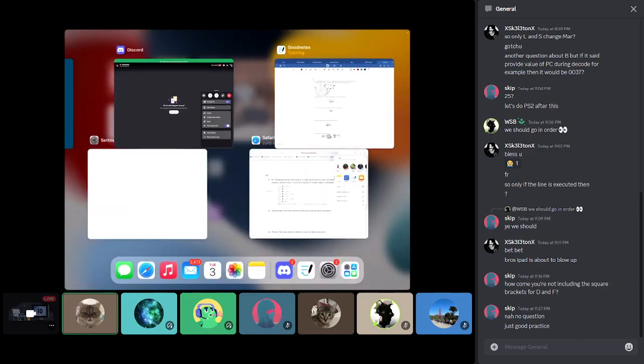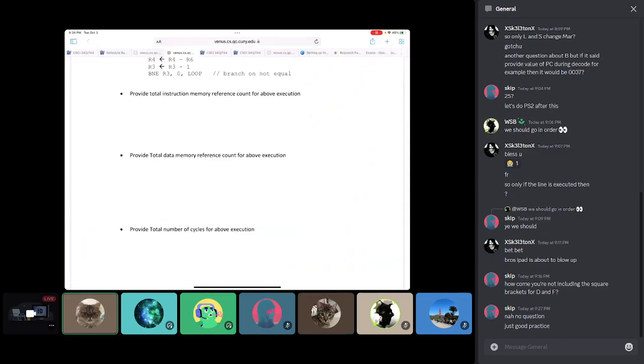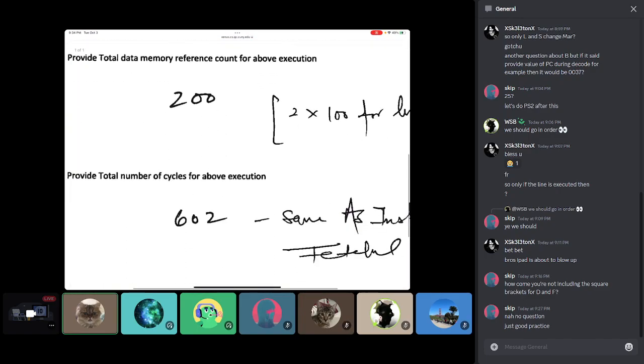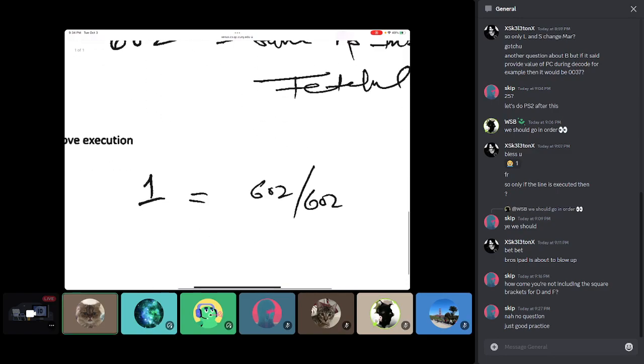Alright, and then we can just double check that that's correct. Go to problem set 3 solution. 602, 200, 602, 602 divided by 602 is 1.